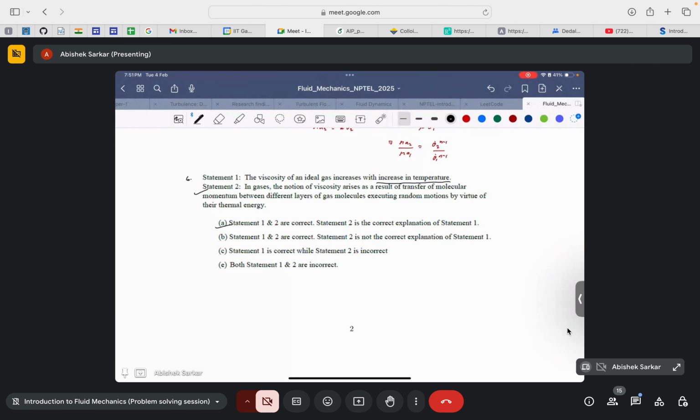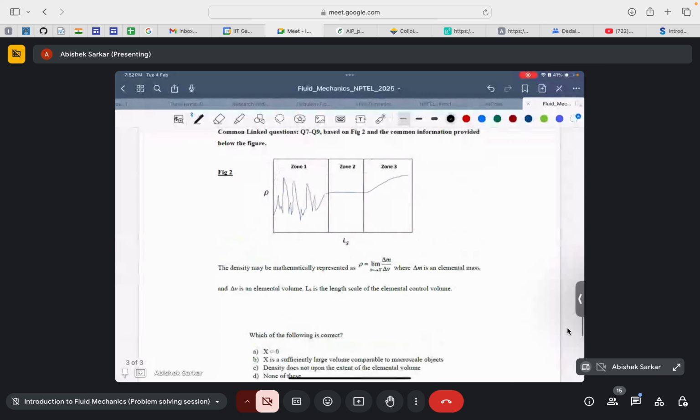So let us go to the next question. This diagram is again a very interesting diagram that we discussed at the start of this class, and it was discussed very nicely by Professor Chakraborty. So let us go through it. Density may be mathematically represented as rho is equal to delta m by delta v, where delta v tends to some value x, where delta m is elemental mass and delta v is elemental volume. Ls is the length scale of the elemental control volume. Which of the following is correct?